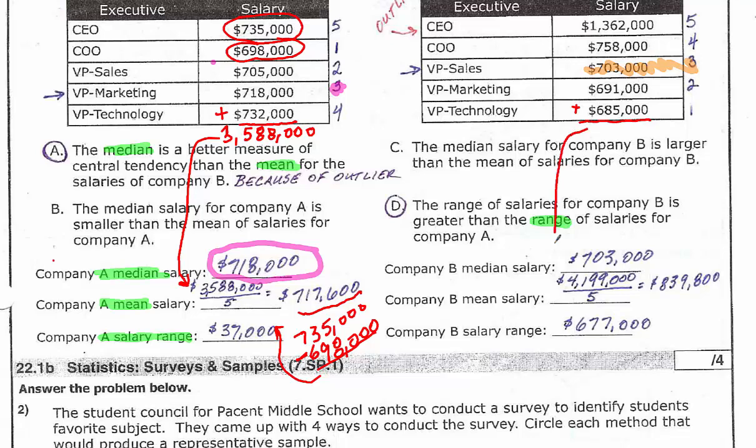In this case, when you add them all up, my total would be 4,199,000. Divide that by 5, I get 839,800. And the range, in this case, would be 1 million. This is a salary I'd really like to make.